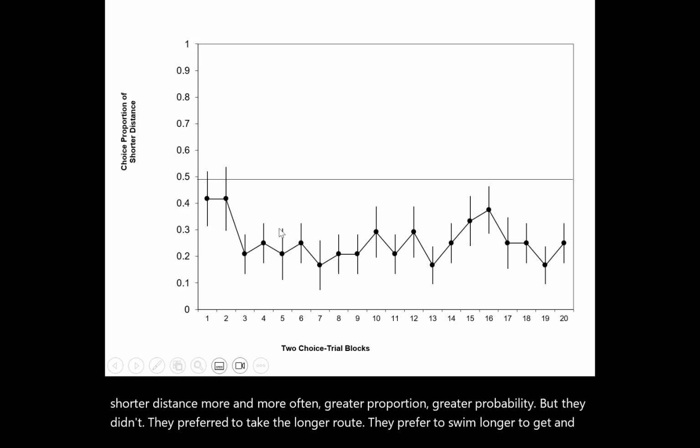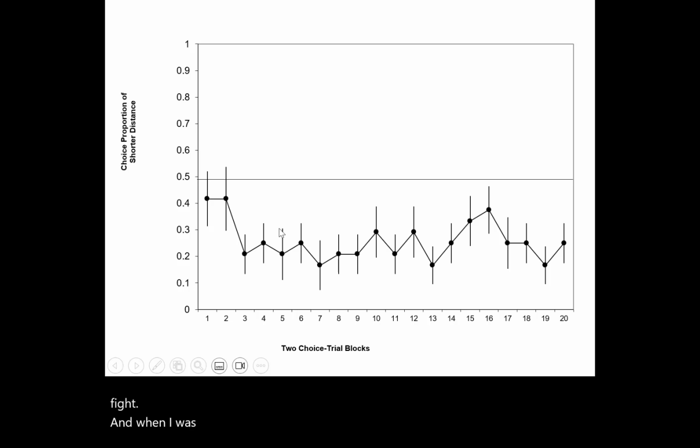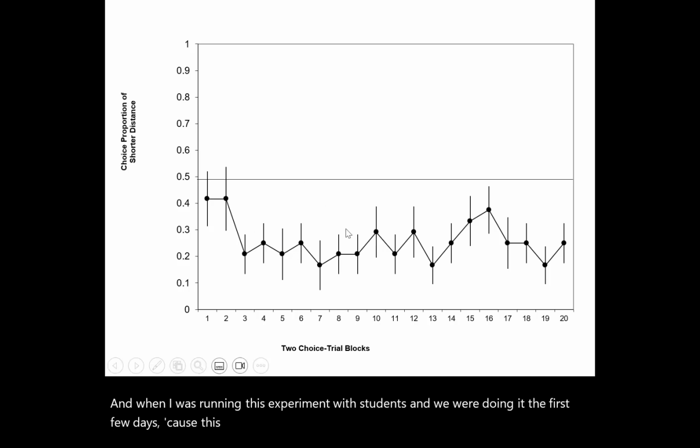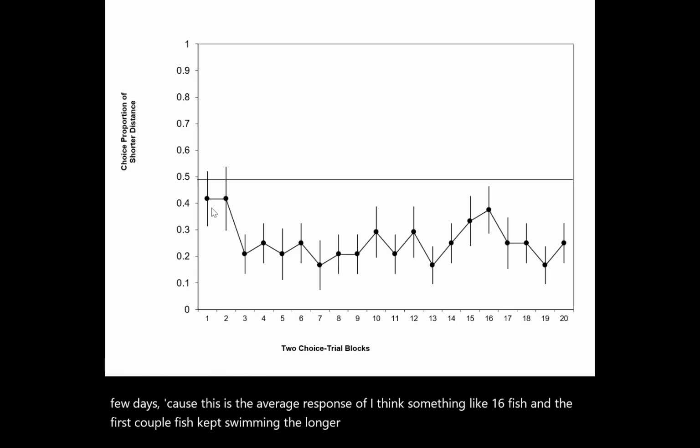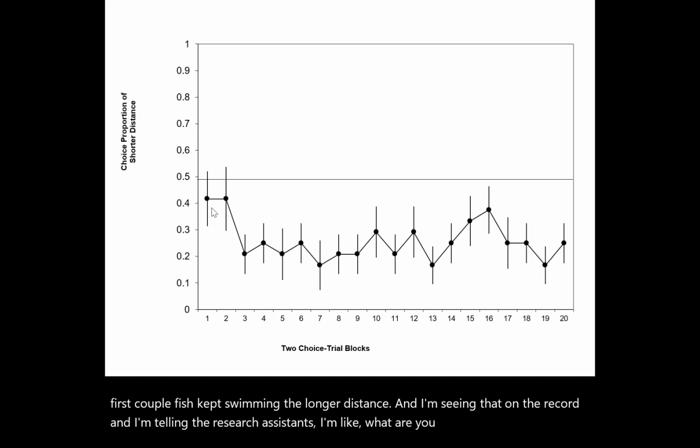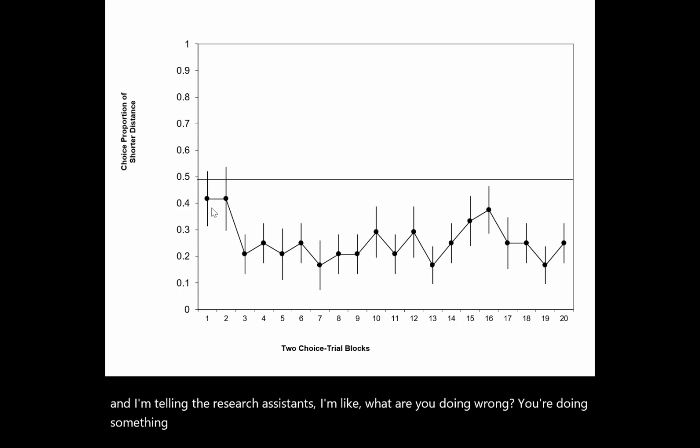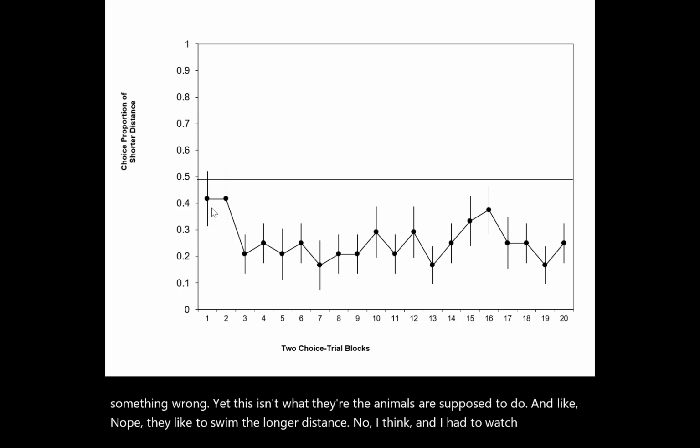And when I was running this experiment with students, and we were doing it the first few days, because this is the average response of, I think, something like 16 fish. And the first couple fish kept swimming the longer distance, and I'm seeing that on the record, and I'm telling the research assistants, what are you doing wrong? You're doing something wrong. This isn't what the animals are supposed to do. They're like, nope, they like to swim the longer distance. No, I think, and I had to watch it happen.